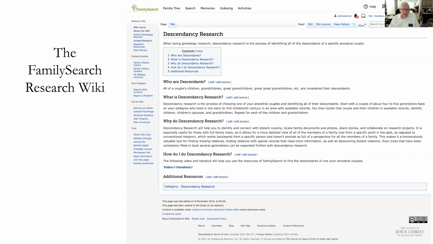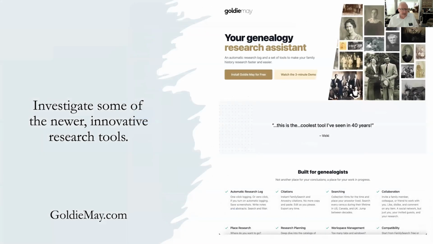As you're going along, you may want to investigate some of the newer innovative research tools. One of those is a program that works with FamilySearch. It's called GoldiMay, and that may be kind of an unusual name, but it's an automatic research log and a set of tools to make your family history work faster and easier. Now, it's been around for quite a while, and it's in the process of being improved, and there'll be some announcements about it at RootsTech.